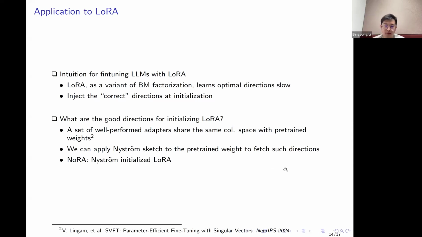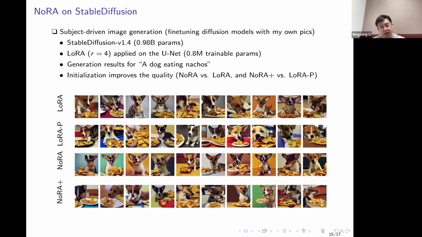Right. So essentially, if our goal is not the global optimum, and our goal is just to find some well-performing LoRA adapters, we can then just use the column space of the pre-trained weights to help with initialization. The way we leverage this column space is to perform a Nyström sketch on top of the pre-trained weights. And this is what we call Nyström-initialized LoRA.